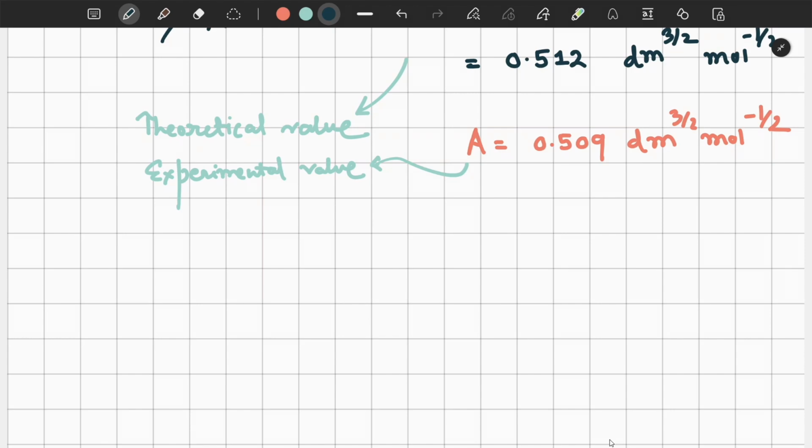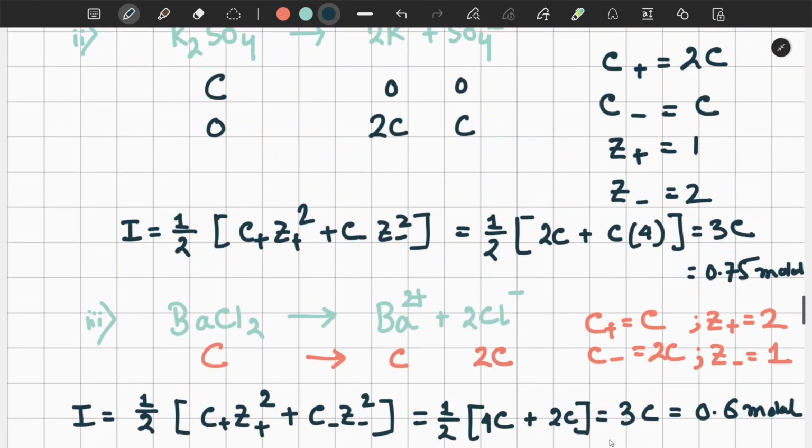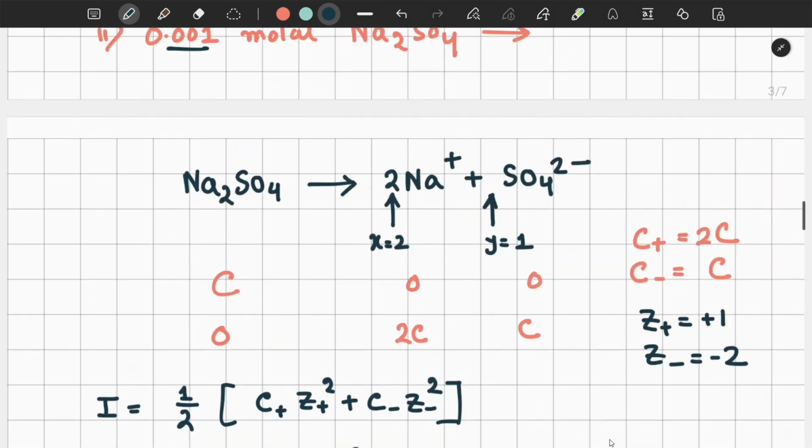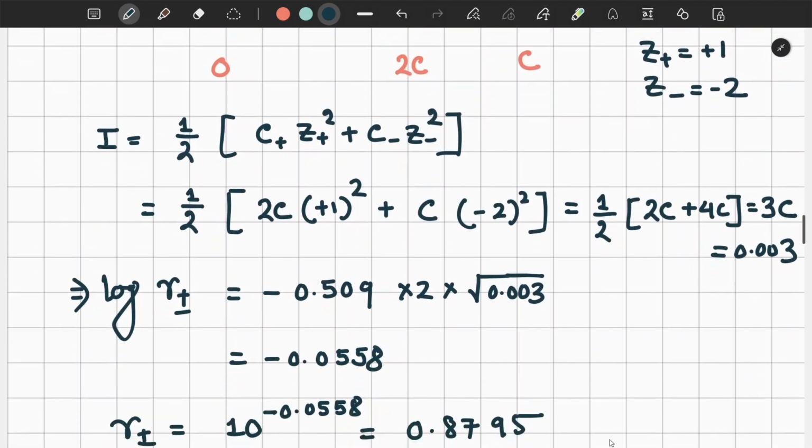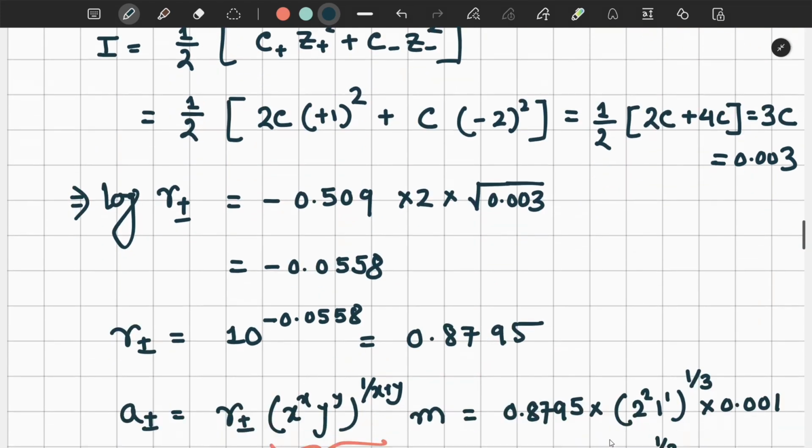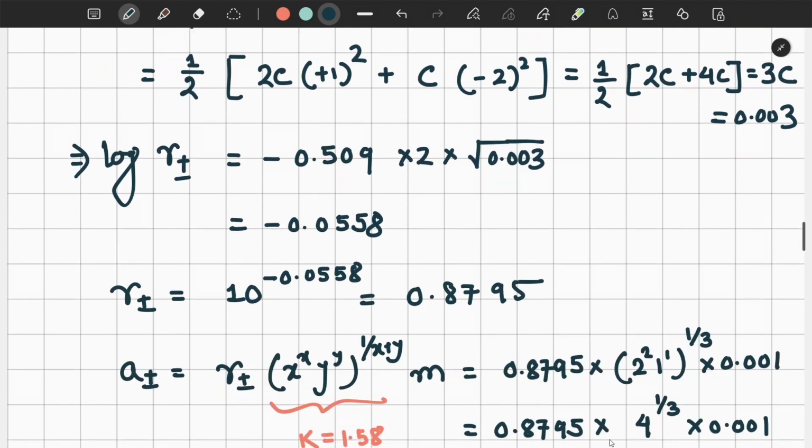For molality, why is it not showing any deflection? Take any example, let's say this ionic strength is molal. What are you doing here specifically? This is root over I. So root over I means molal. Molal means mole per 1000 gram, there is 1 mole in 1000 gram, so mole per kg.